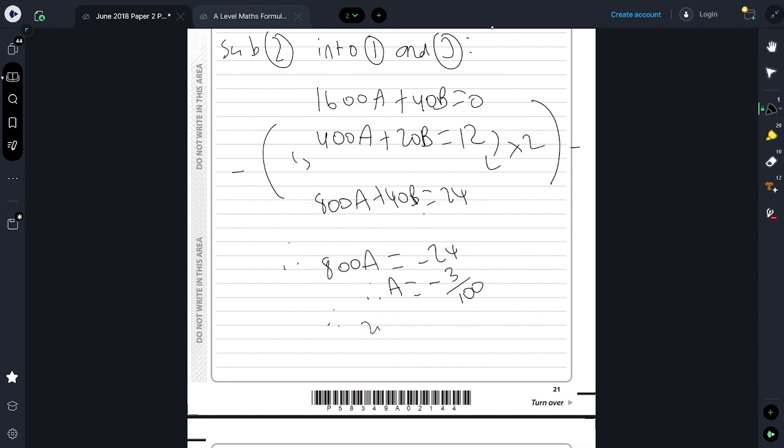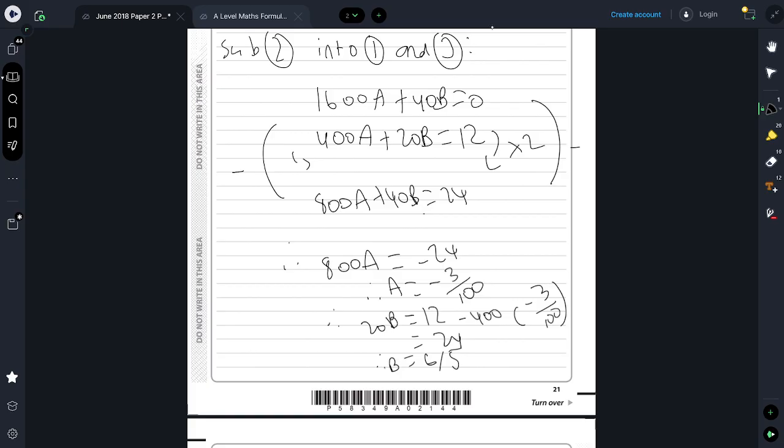Well, that means 20B then is 12 minus 400A. 400A is minus 3 over 100, which equals what? 12 minus 400 of minus 3 over 100 is 24. This whole bit is 24 in the calculator. That means B is 24 divided by 20, which is 6 over 5. And you can double check this using the simultaneous equation solver in your calculator. Let's check if I'm right. Yes, I get the same answers.